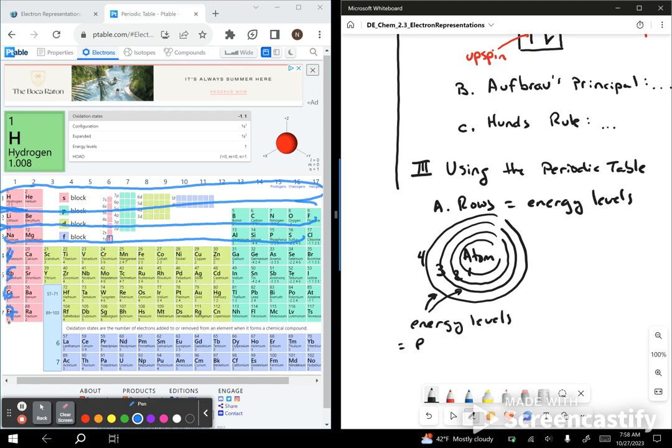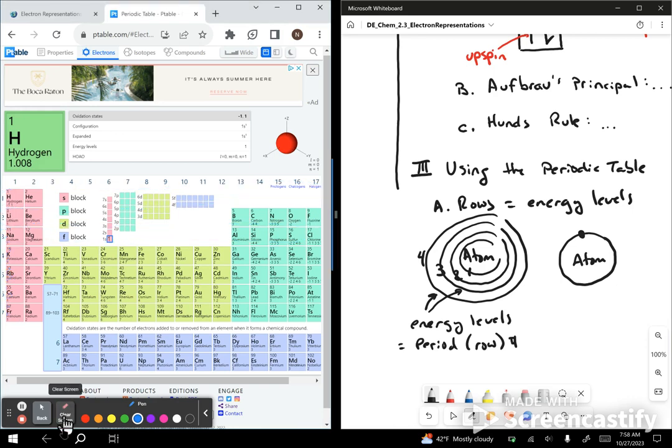They equal the period or the row number. Okay. Now, how many electrons are on your outer shell? Your valence, if you have an atom, and this is your highest energy level. If you're in row 1, like hydrogen, you would have only 1 valence. If you were in column 2, you would actually have 2 electrons.